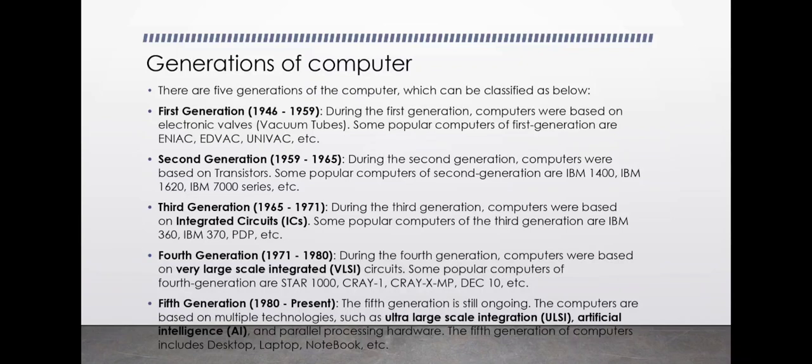Third generation, 1965 to 1971. During the third generation, computers were based on integrated circuits. Some popular computers of third generation are IBM 360, IBM 370, PDP, etc. Fourth generation, 1971 to 1980. During the fourth generation, computers were based on very large scale integrated circuits. Some popular computers of fourth generation are Star 1000, Cray 1, Cray XMP, DEC 10, etc.